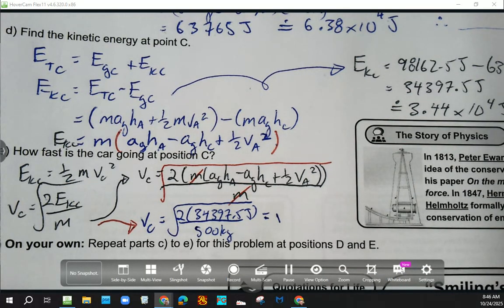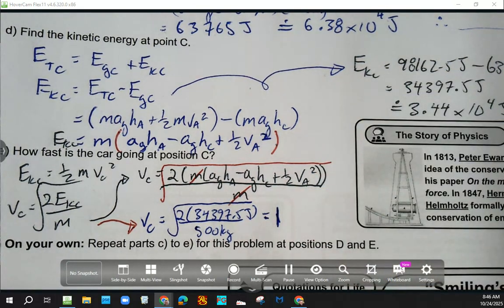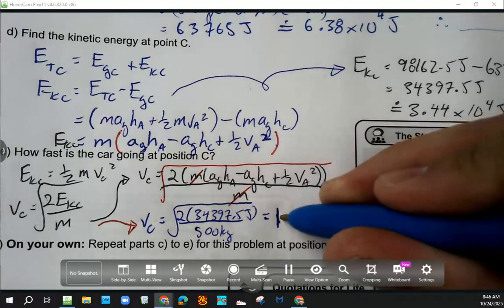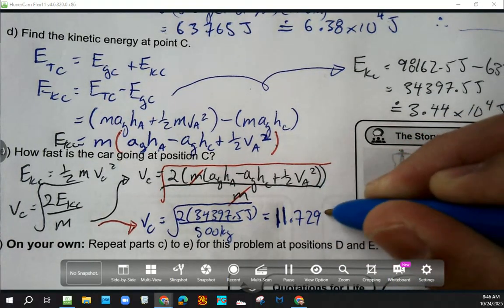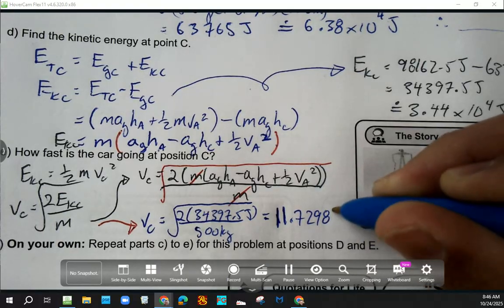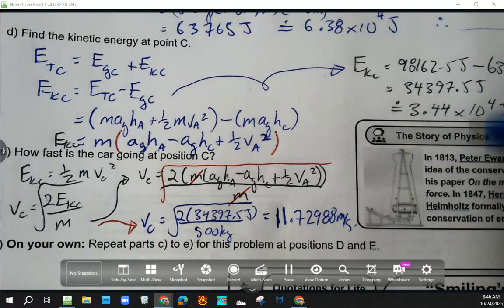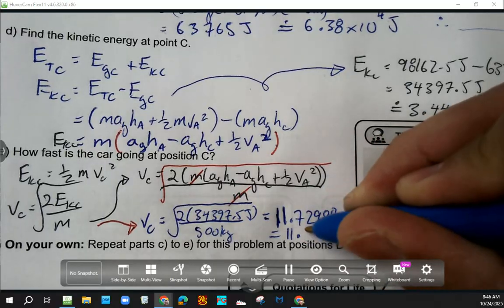Starts with a 1. Sorry, I got carried away. Audrey? No, Audrey, you're just wringing your hands. I'm sorry. 11.729. Say it again. 11.729988. Okay. All right, cool. Meters per second. Of course, that's going to be about, oh man, I really ran out of space here, about 11.7 meters per second.